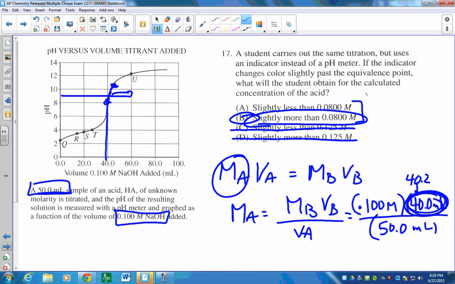And so the answer for 17 is, holy mackerel. Oh no, that's 16. What's going on? I don't know what I'm doing. I got the wrong answer. Yeah, the answer is B. All right.